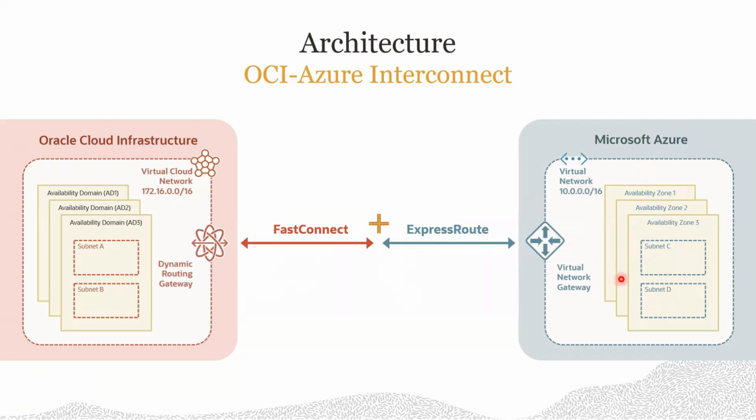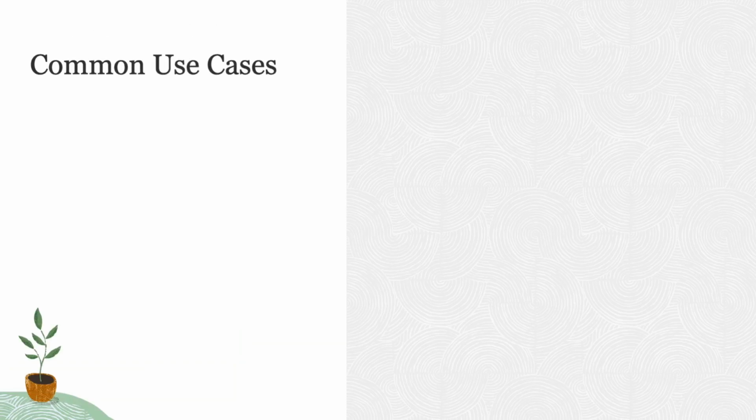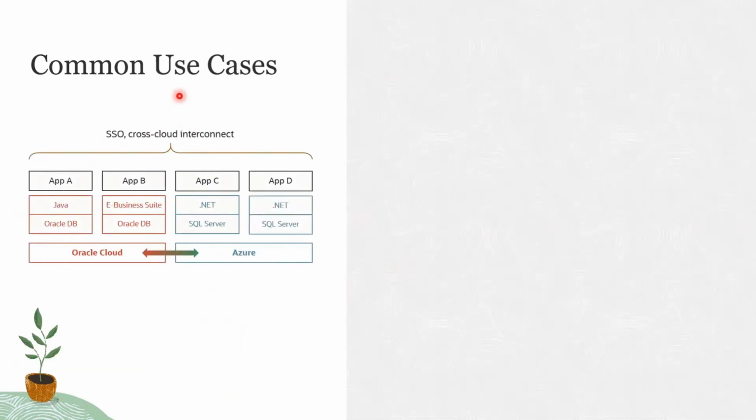So traffic from Azure to OCI is routed through the virtual network gateway in Microsoft Azure to the dynamic routing gateway in OCI. Now, the point here is that in both directions, the traffic never leaves the private network. Now, let's look at some of the common use cases of OCI Azure Interconnect.